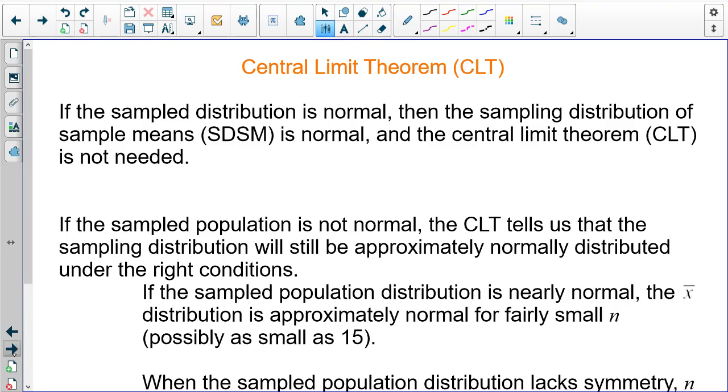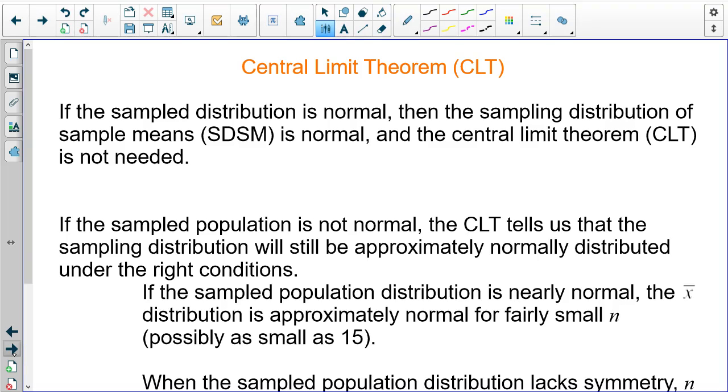All right, so what can we say about the central limit theorem? If the sample distribution is normal, then the sampling distribution of the sample means is normal, and the central limit theorem is not needed. So if the parent is normal, any samples you take and find the average and put them together, that distribution will be normal.